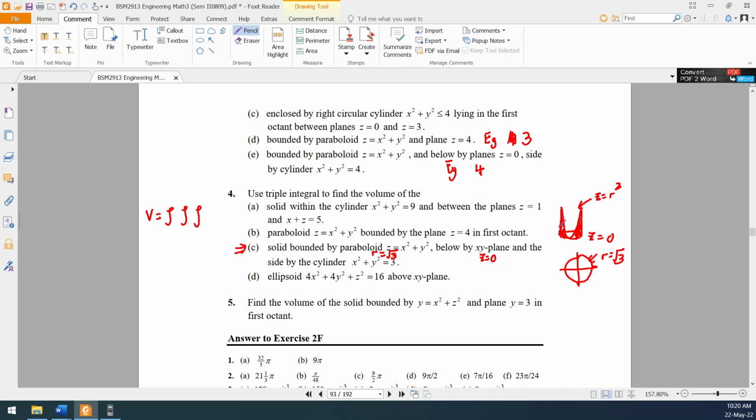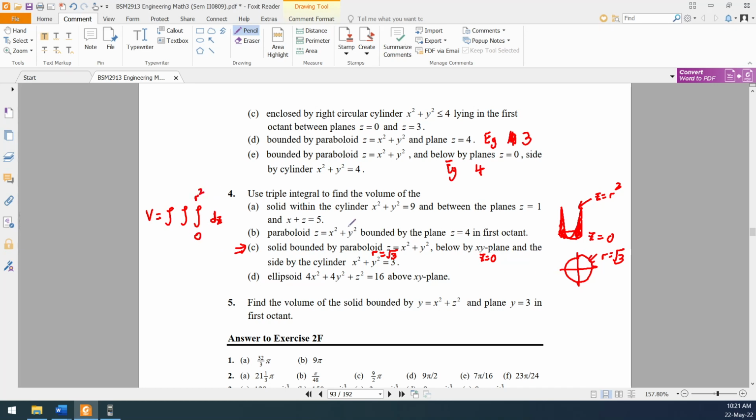The solid is parallel with respect to z, so we integrate with respect to z first. Please tell me the limit for z for question 4C. From 0 to r squared. Yeah, correct. Thank you. So the limit for z is from 0 to r squared.